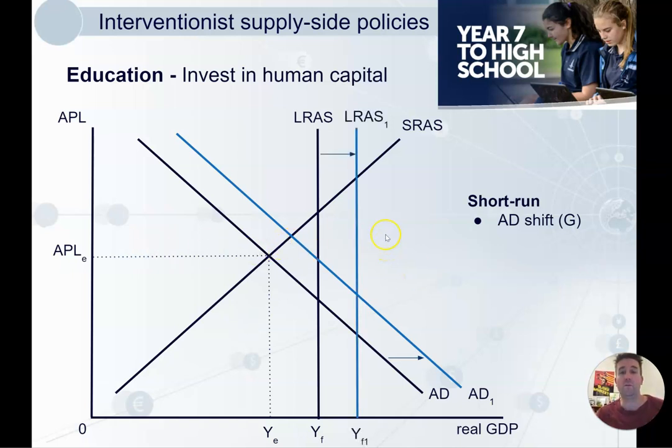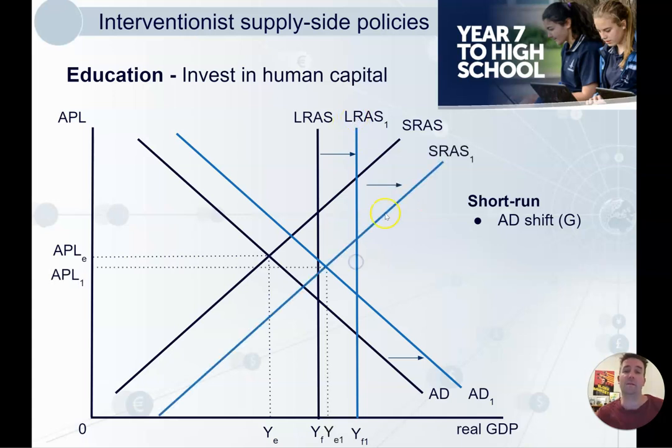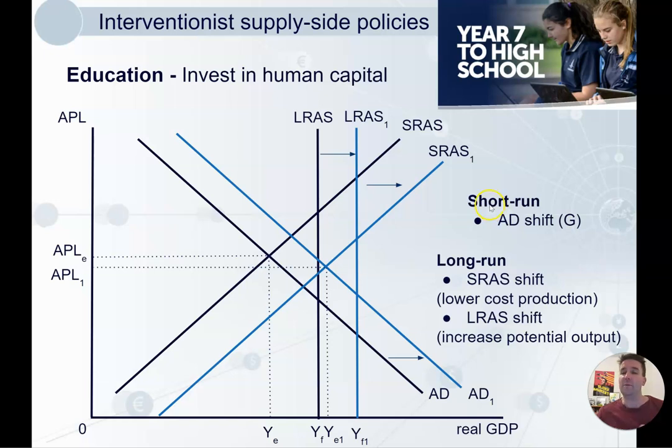But then in the long run, we get the LRAS and the SRAS shift. Why do they happen? Well, the LRAS increases the potential output because they increase the quality of resources. And SRAS will shift as well because in the long run, there should be lower cost production because all the resources are better. So anytime the LRAS moves, the SRAS will move with it. Remember that, okay? That's important.